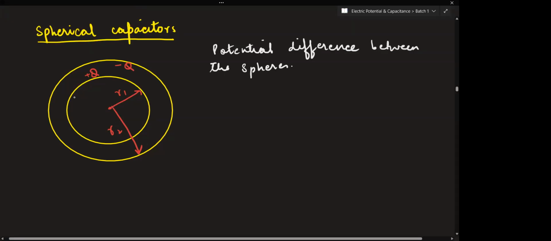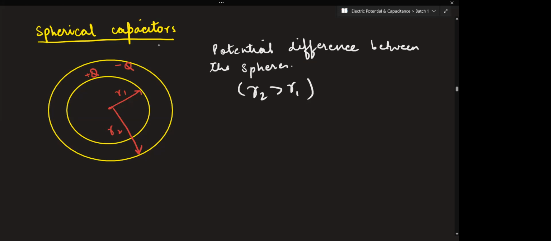Let's say there are two concentric spheres. The radius of the first sphere is R1, the radius of the second sphere is R2. The bigger sphere means R2 is greater than R1. If plus Q charge is there on the smaller sphere, minus Q charge will get induced. Remember, most of you have studied induction with me. So charge will get induced, so it will be minus Q for it.